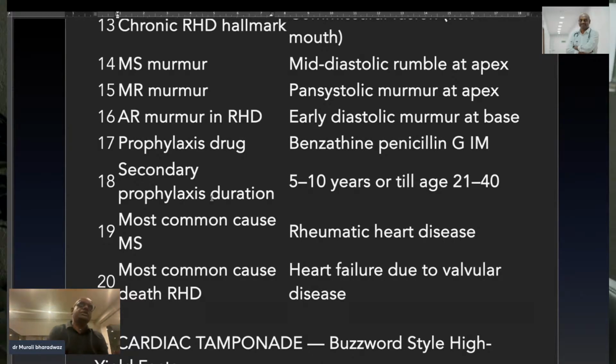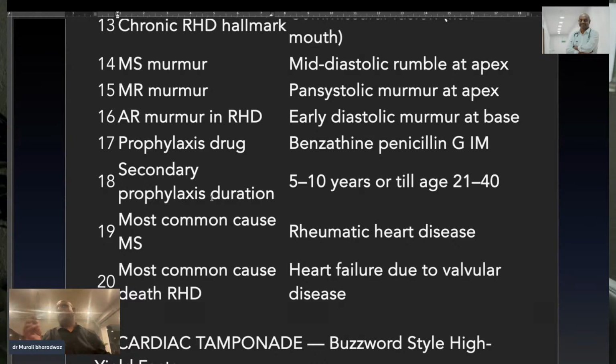And what is the prophylaxis? Benzathine penicillin G, IM. And for secondary prophylaxis, until how long do you need to give? 5 to 10 years or till the age of 21 to 40, whichever is longest. Longest, not earlier, sir, whichever is longer, till the age of 21.